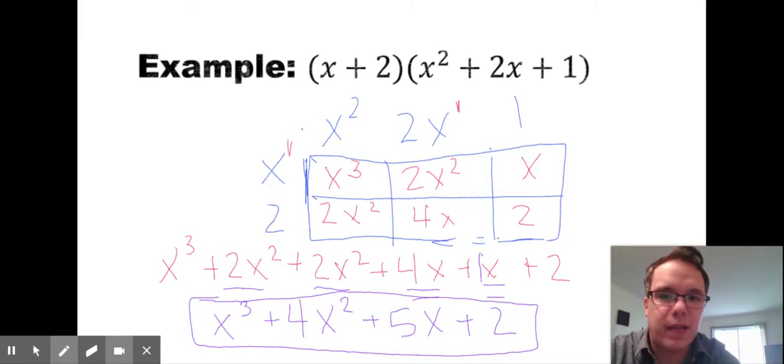So to use the box method, just put one term on the side, one term on the top, multiply each term on the side by the ones on top, write it out, and combine your like terms.